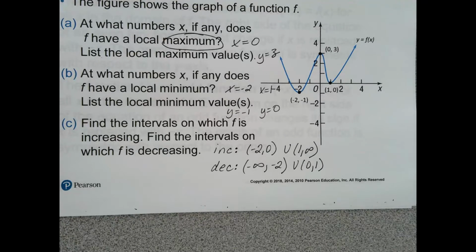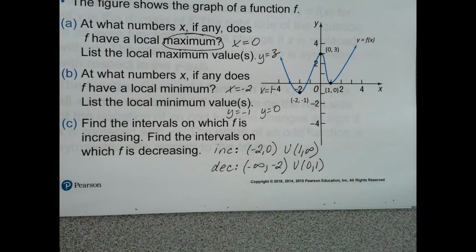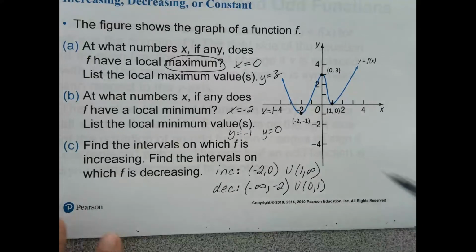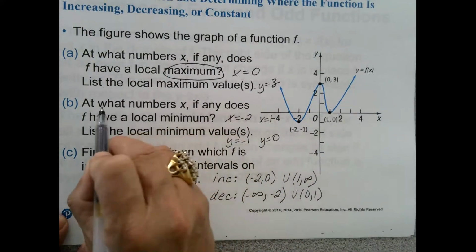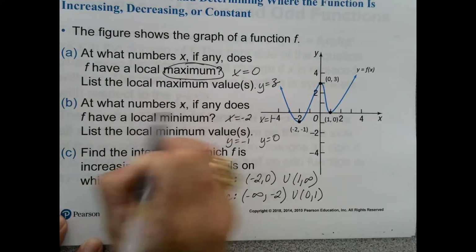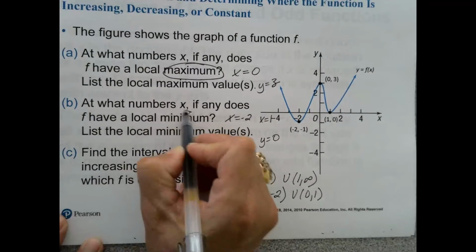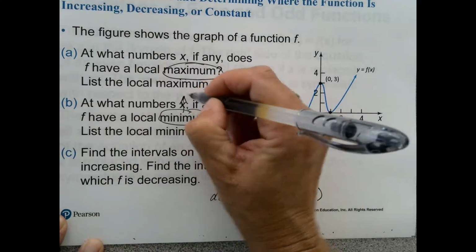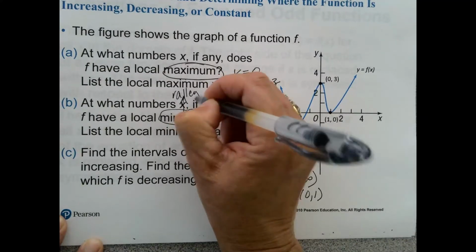Any questions on A, B, or C? Yes, on B. It says first list the values of x for which f has a local minimum. Remember, minimum are your valleys or your dips.